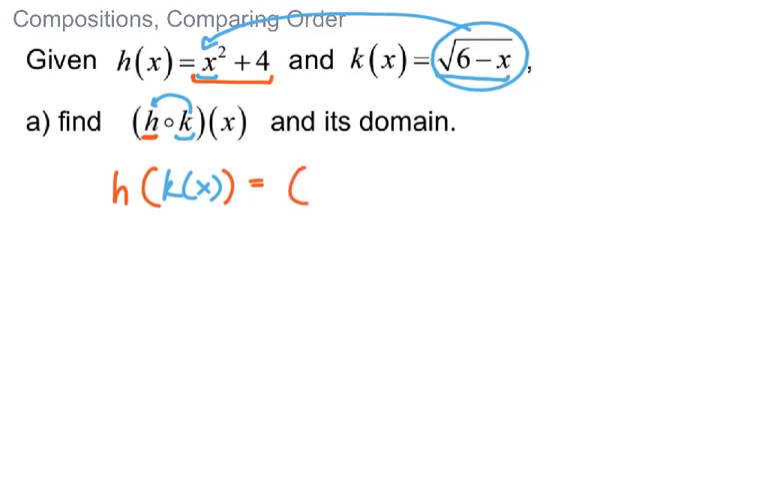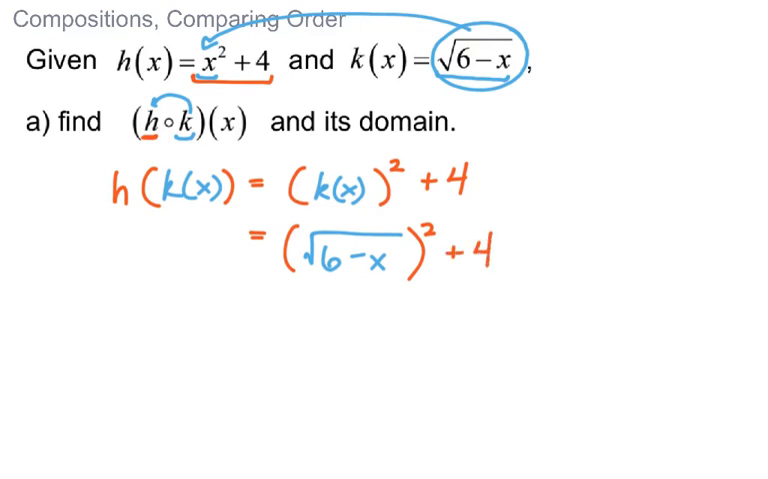or rather h of x, so we've got x squared plus 4, and I'm kind of writing this in an exaggerated manner, so I'm going to be plugging something in for x. And what am I plugging in for x? I'm plugging in k of x. And what is k of x? Well, that turns out to be the square root of 6 minus x. So we have the square root of 6 minus x, quantity squared, plus 4.